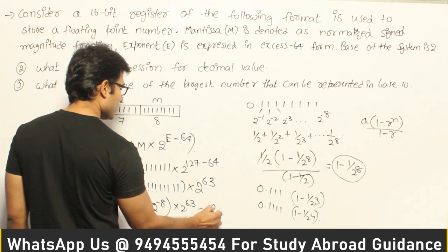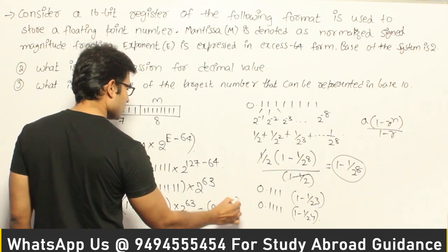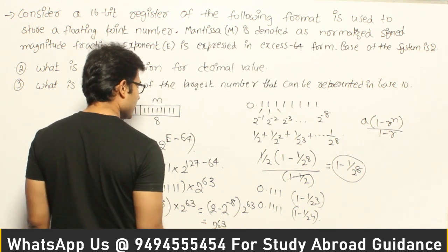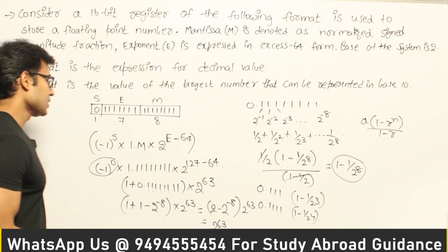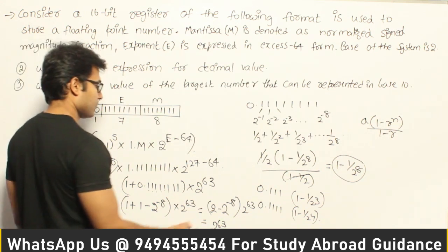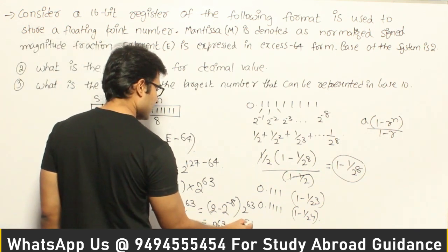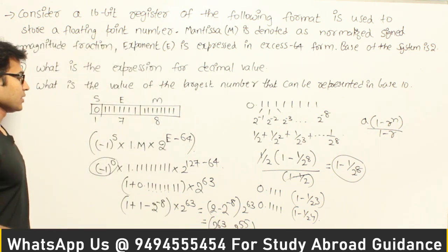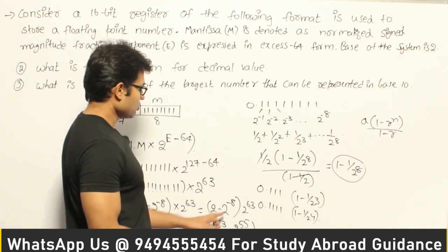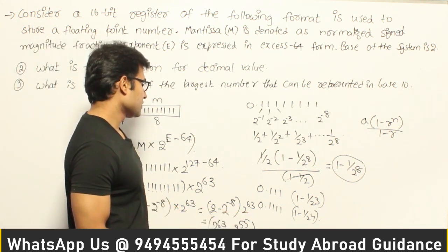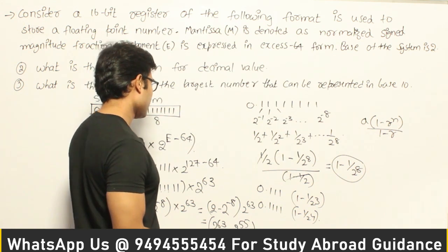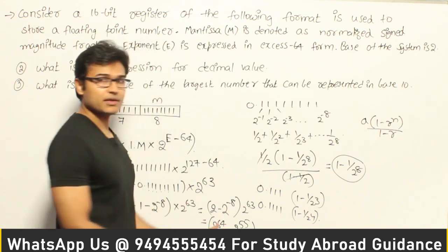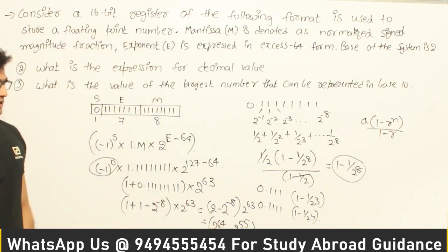So that equals (2 minus 2^-8) into 2^63. So it is going to be 2^64 minus 2^55. Right? So this is the largest number that you can represent. Got it? So 2^-8 and 2^63, right? So it is 2^64 minus 2^55. So this is the largest number you can represent.